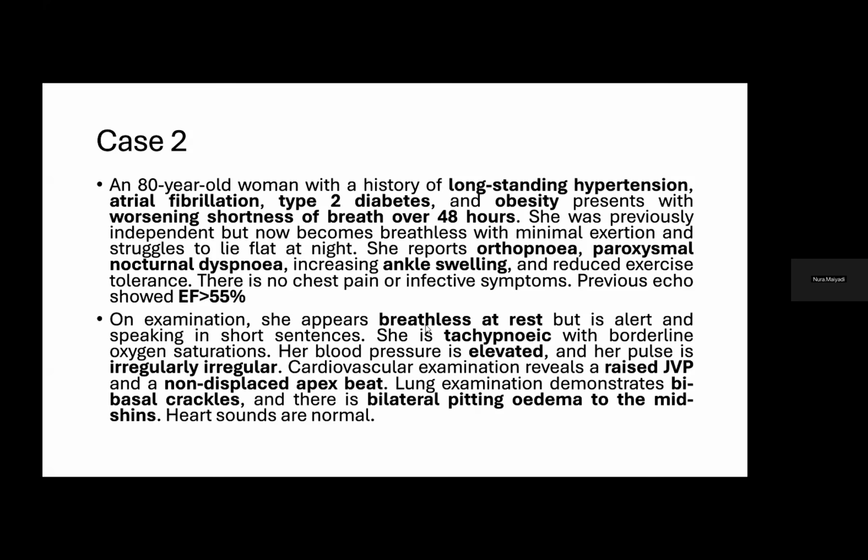Examination-wise, she's breathless when you come around. She's tachypneic. The blood pressure is slightly elevated. She has an irregular heart rate. Her JVP is raised. Her apex is not displaced, and she has bilateral lower limb edema. Her heart sounds are normal. What do you think? And what are your differentials here?